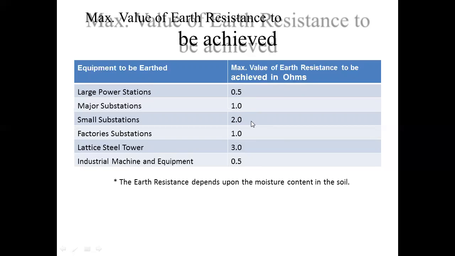So for all the cases the earthing resistance is kept minimum, like 1 ohm, 2 ohm, or max 3 ohm. As per the standards, the earthing resistance depends upon the moisture content in the soil. The soil may vary from location to location, that's why we need to keep it as minimum as possible. So maximum 5 ohm or maximum 10 ohm in any other cases.